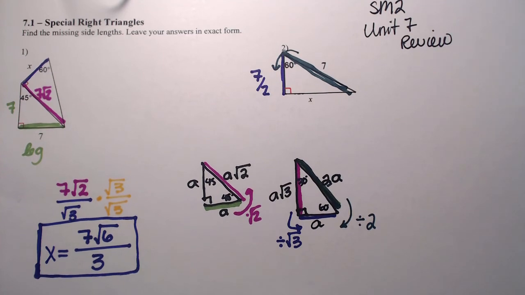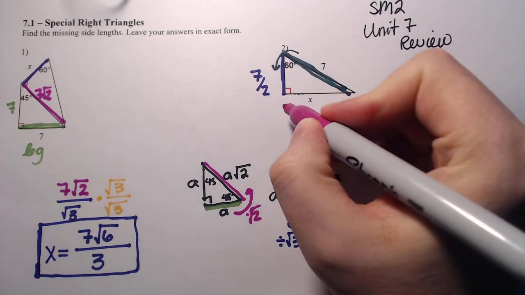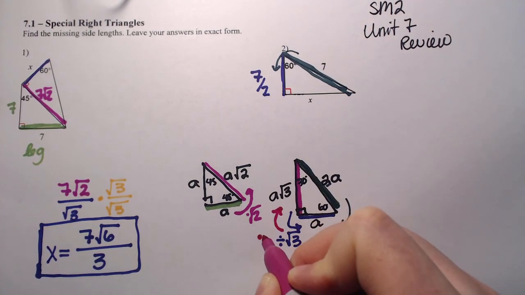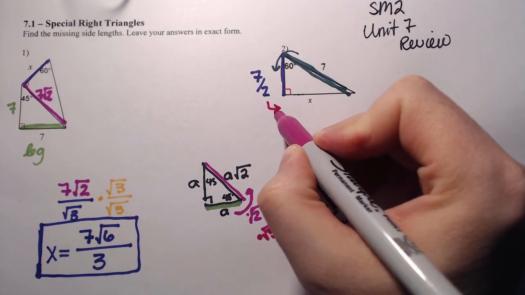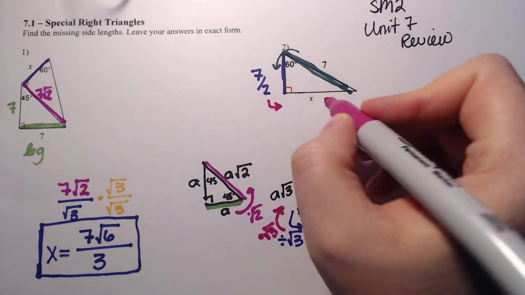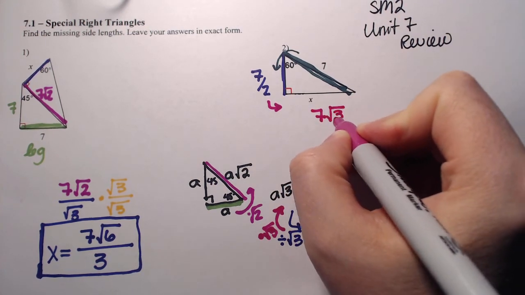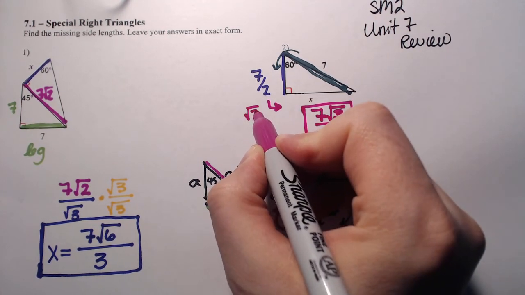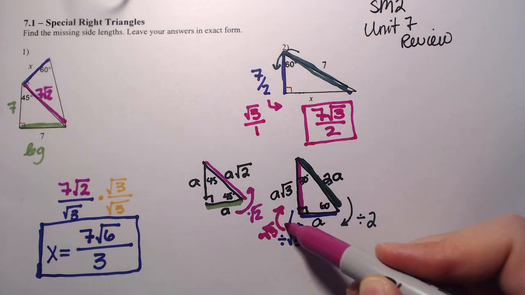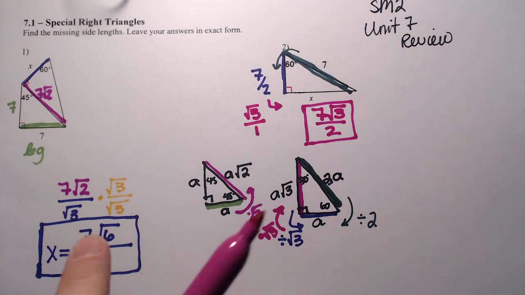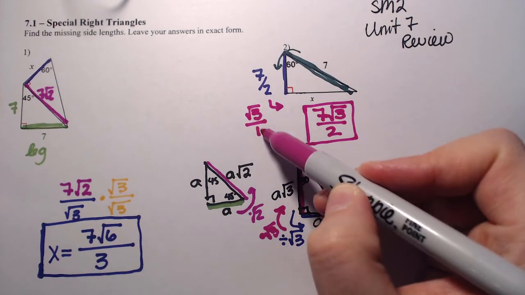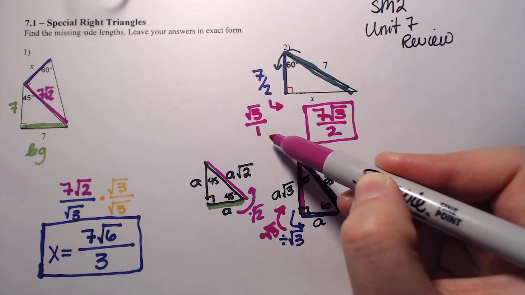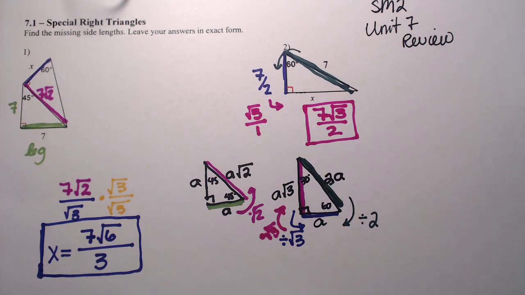Okay, so now to get to the long side, this time we're going from the purple to the pink. We multiply by the square root of 3. Keep in mind that when you're multiplying fractions, the process of multiplying by just the square root of 3, so not rationalizing like we did over here, it's over 1. So the 7 gets multiplied by the square root of 3, and then they can't simplify, and 2 gets multiplied by 1. So then those are your answers for 7.1.